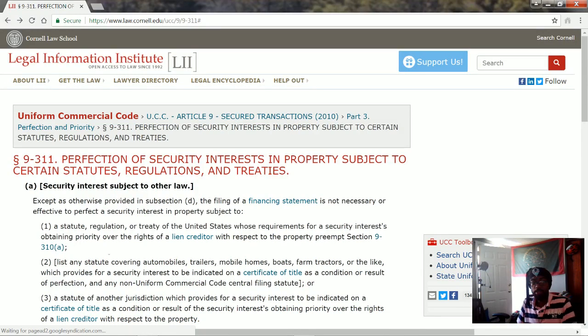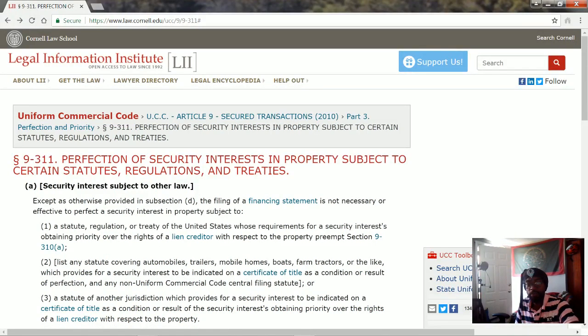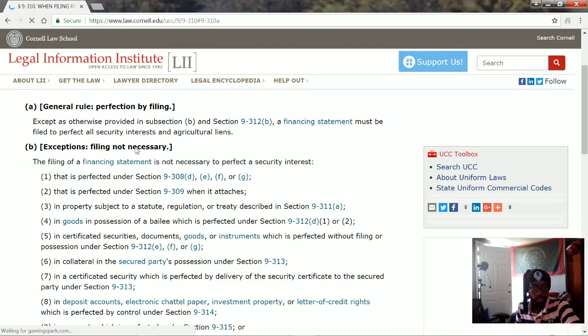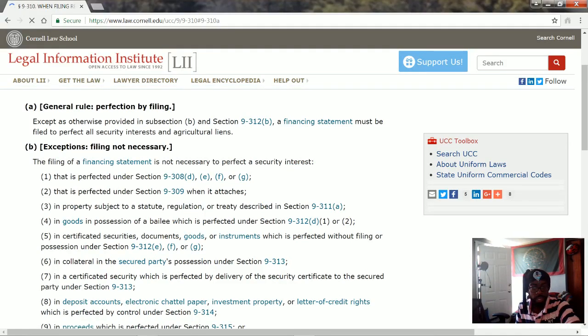So what it's saying here is that, first of all, filing a financing statement is not necessary or effective to perfect the security interest in property subject to a statute, regulation, or treaty of the United States, whose requirements for a security interest obtaining priority over the rights of a lien creditor, meaning you have rights that supersede the lien creditor with respect to the property, preempt section 9-310(a). Let's read 9-310(a) real quick. 9-310(a), which is right here.